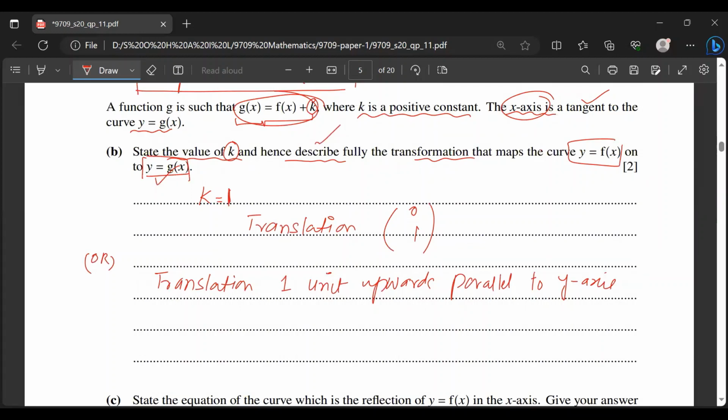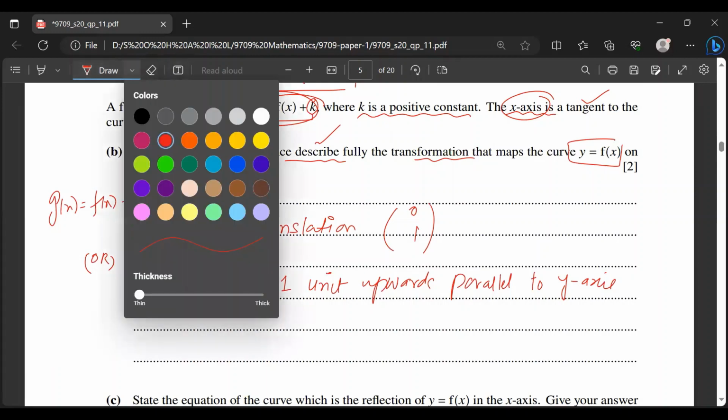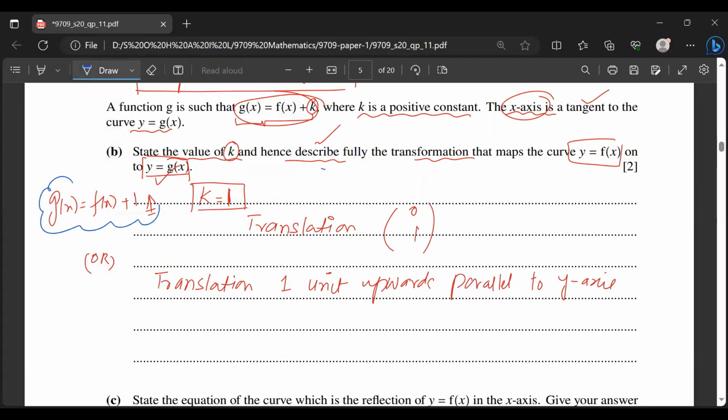So first identify the value of k. In other words, g(x) can be obtained by shifting this graph 1 unit above. Why 1 unit above? Because we want to make the x-axis the tangent.